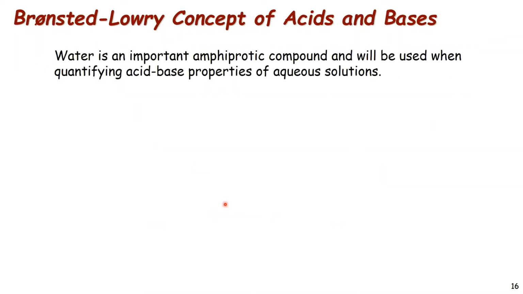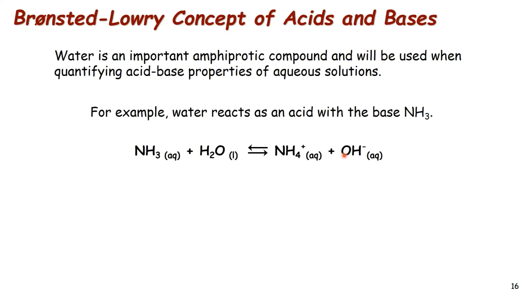Water is a very important amphiprotic compound, and we're going to use it to quantify all of our other acid-base reactions that occur in water. Here's an example. We have ammonia. When it's thrown in water, the water will give up a proton to the nitrogen, that lone pair on the nitrogen. So it's giving up H plus, and the ammonia becomes NH4 plus. The water just lost H plus, so it's now just OH, and we lost a plus, which means there must be an overall minus charge.